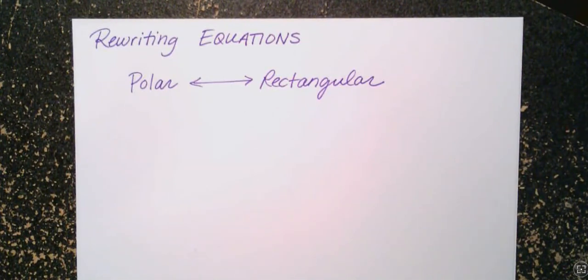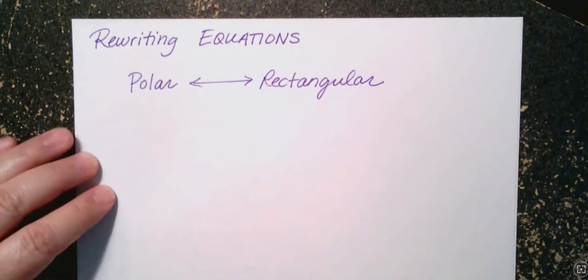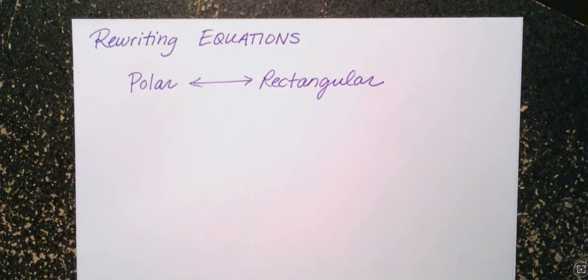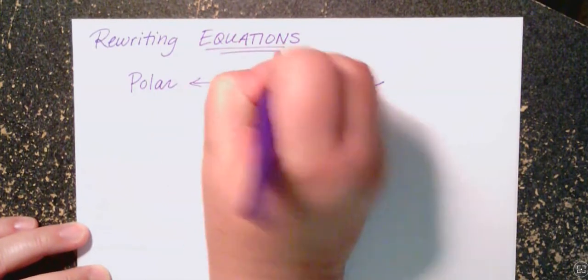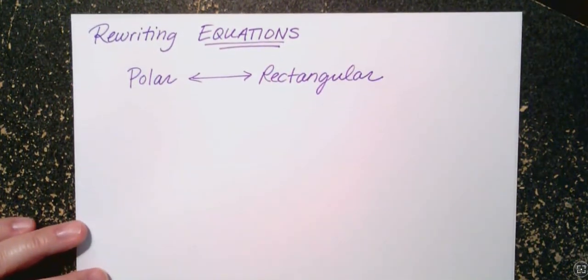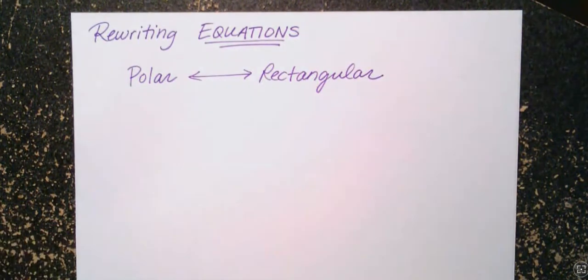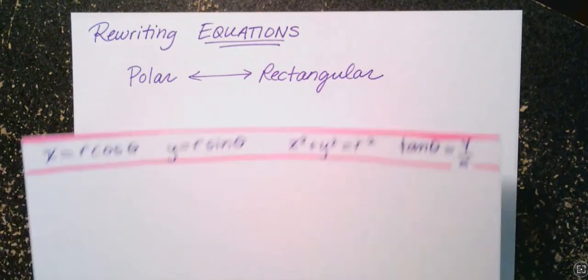Welcome back, mathematicians. We are looking at polar coordinates, and we have talked in the previous two videos about going back and forth between polar coordinates and rectangular coordinates and what that means. We've also talked about graphing polar coordinates and other ways of representing polar coordinates. Now we are at equations, taking equations that are written in polar form and rewriting them in rectangular form, or vice versa. So basically, I'm just going to take you through a bunch of examples.